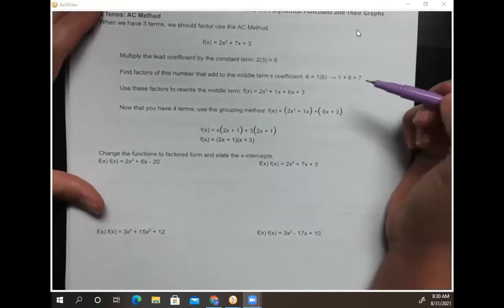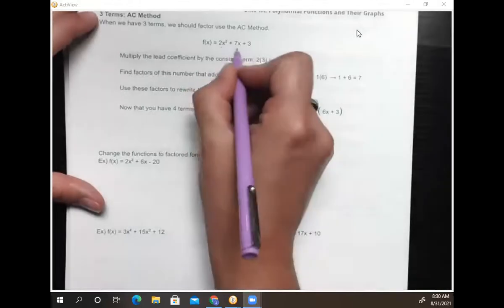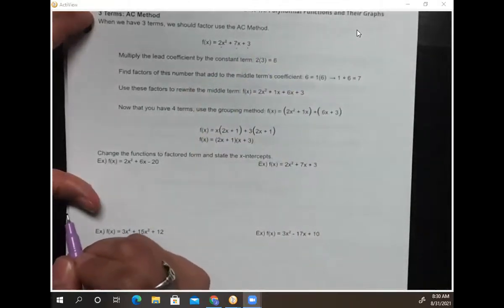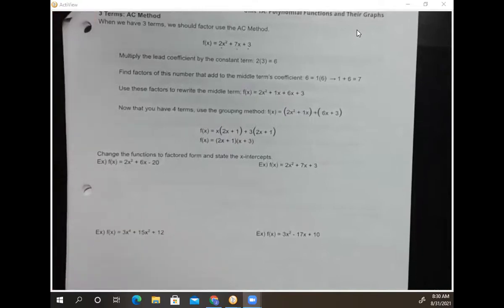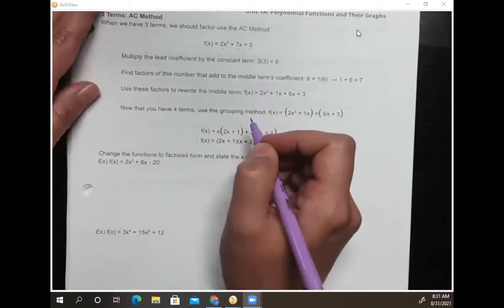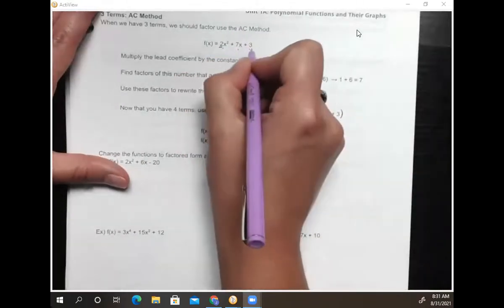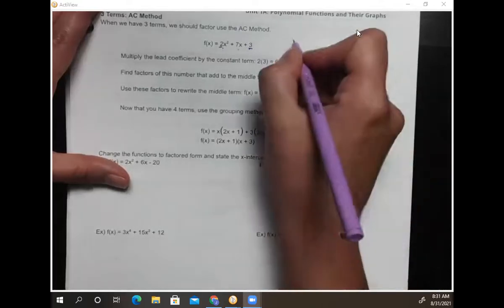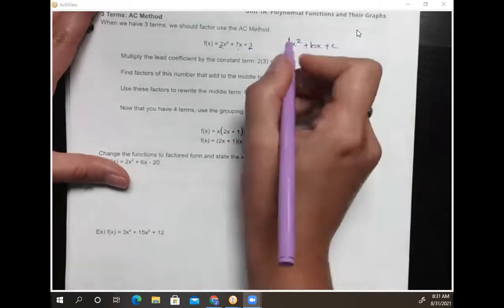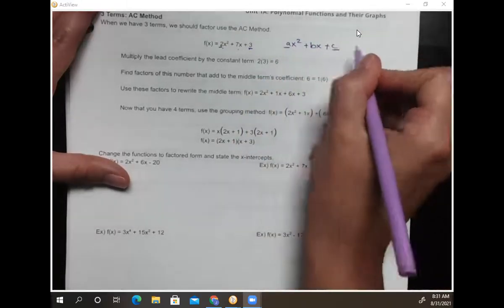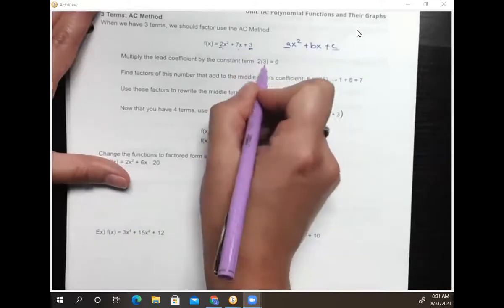The AC method, which will be our new strategy for today, is a way to factor three-term polynomials, but treat them like they're four-term polynomials, so we can use our grouping method that we talked about on page 26. Here's the big idea behind the AC method. Here's why it's called the AC method: we're going to take our A and our C and multiply them together. Remember, when we have a quadratic, degree 2, in standard form, that lead coefficient we can refer to as A, and that constant term often gets called C. So that's why it's called the AC method, because we start by multiplying A and C.